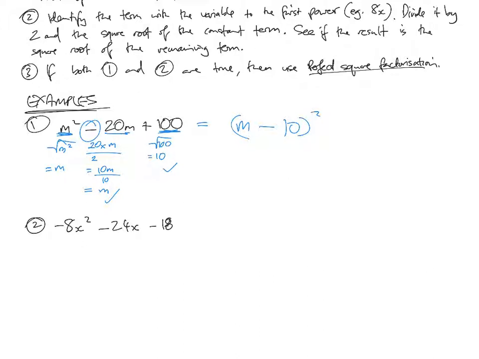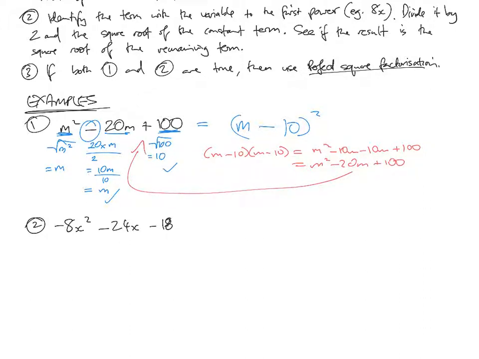We can check if that's true by expanding this out. So (m take 10)(m take 10). What is that using FOIL? m squared minus 10m minus 10m plus negative 10 times negative 10, 100. m squared take 20m plus 100. So you can see that reverts back to the expansion, so we can confirm that this perfect squares factorization worked.